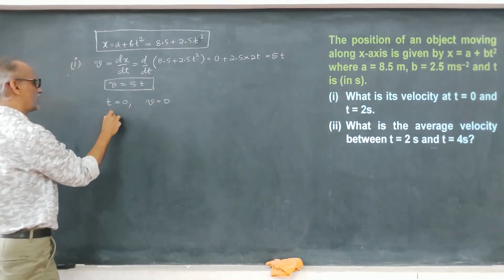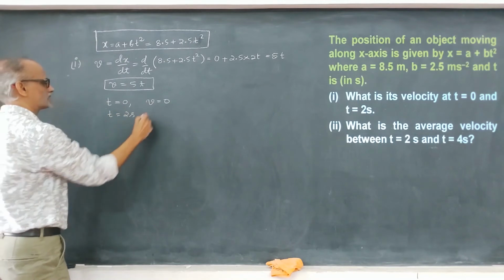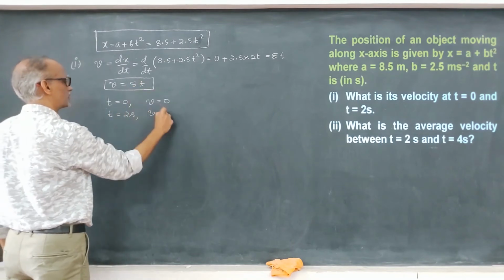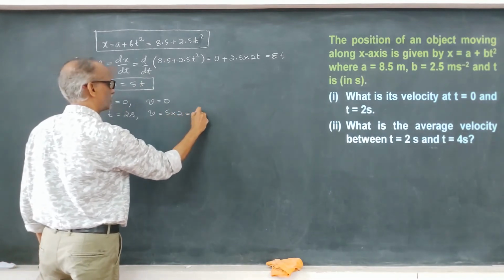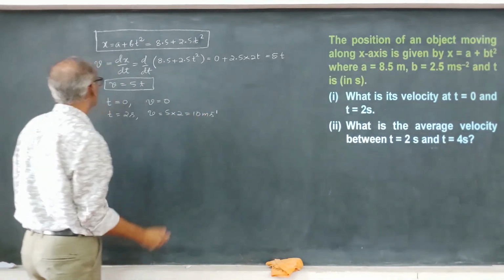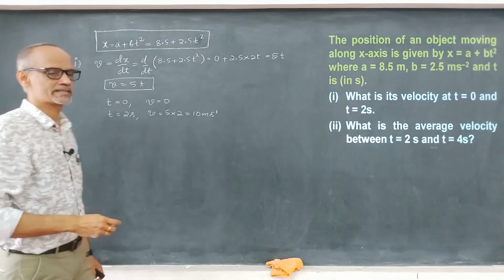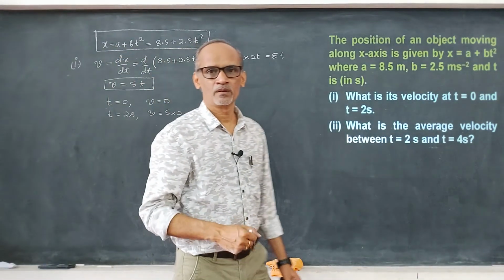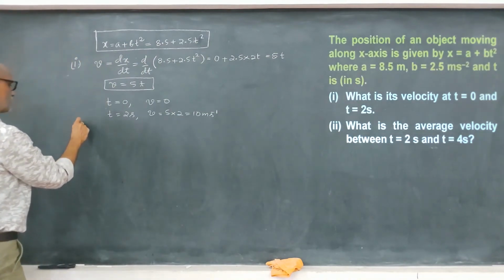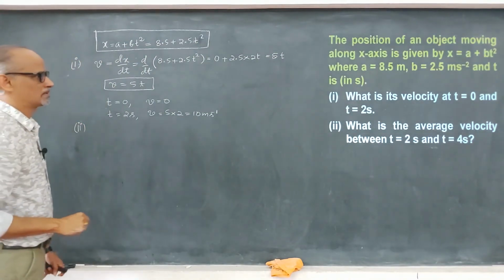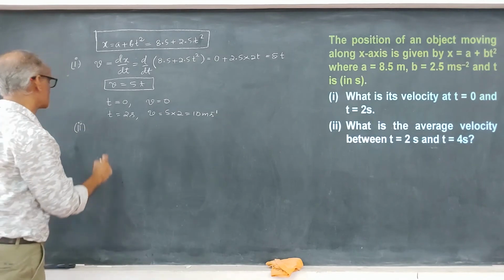There is one more option. At t is equal to 2 seconds, what is the velocity? Velocity is equal to 5 into t, which is 2. So, 5 into 2 is 10 meter per second. So, we have found the first option, which is instantaneous velocity. What next? We have to find now the average velocity, between t is equal to 2 seconds and 4 seconds.